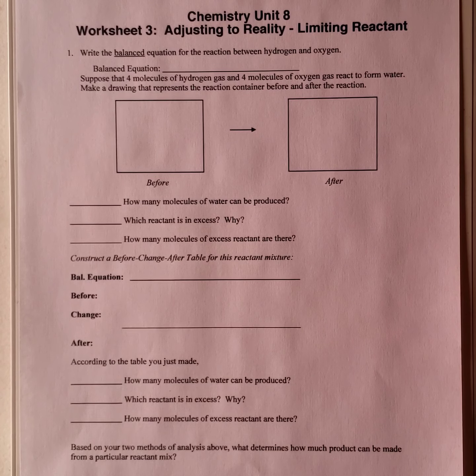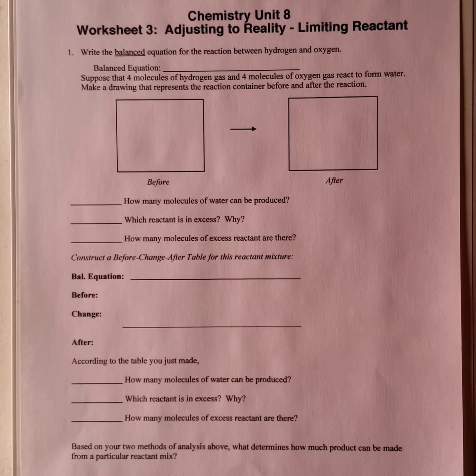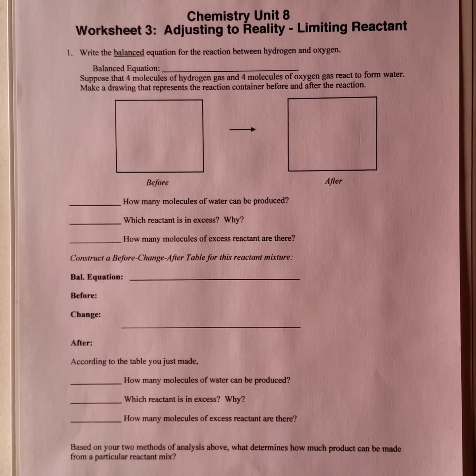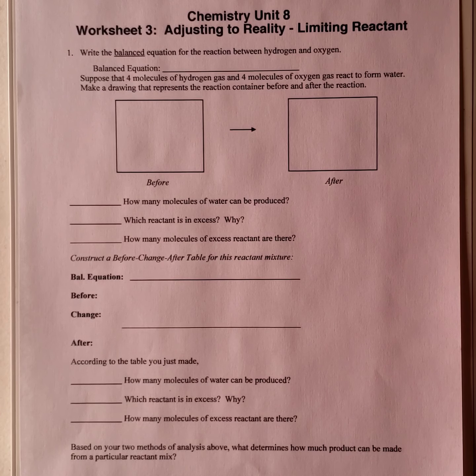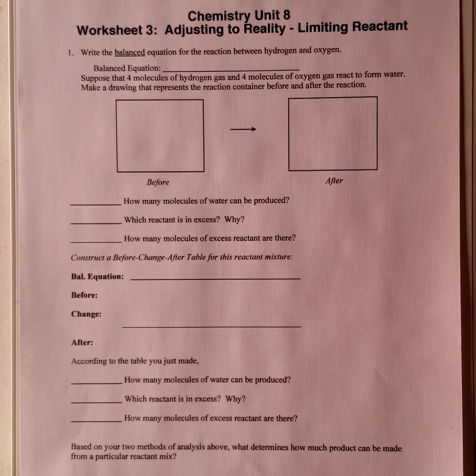So we're looking at worksheet 3 today. Worksheet 3 says adjusting to reality, limiting reactant. So you've looked at putting some things together over the weekend, the beginning of this week. So what does that look like when we have a balanced equation? What does that look like calculating it mathematically? What does it look like in picture form?